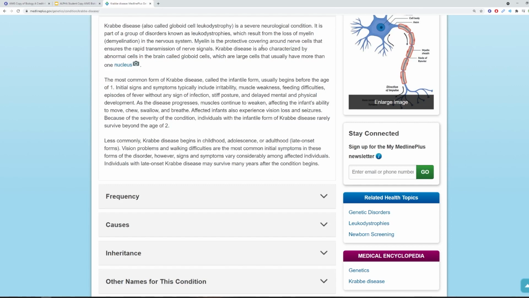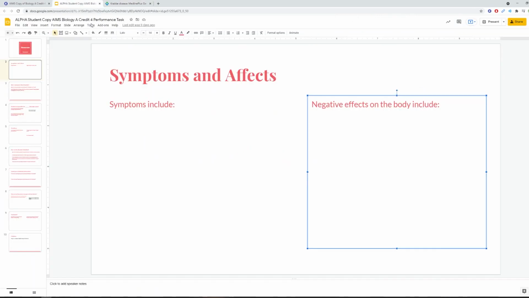For the other one, negative effects on the body, we can discuss that the myelin sheath is lost, and it's also causing a specific type of cell to be abnormal in the brain, which can cause muscle weakness, affecting an infant's ability to move, chew, swallow, and eventually breathe. All those things are affecting how the body is functioning. So we can write some of those down for negative effects on the body.